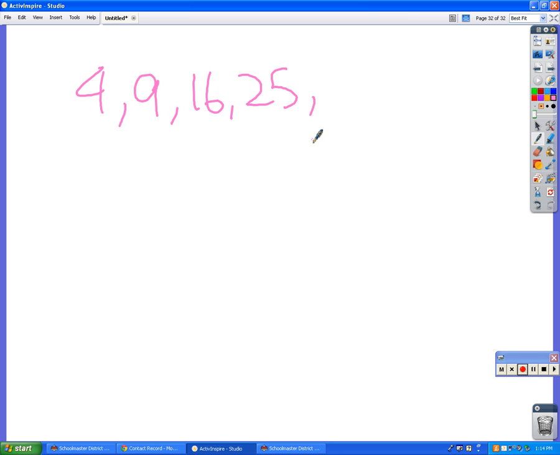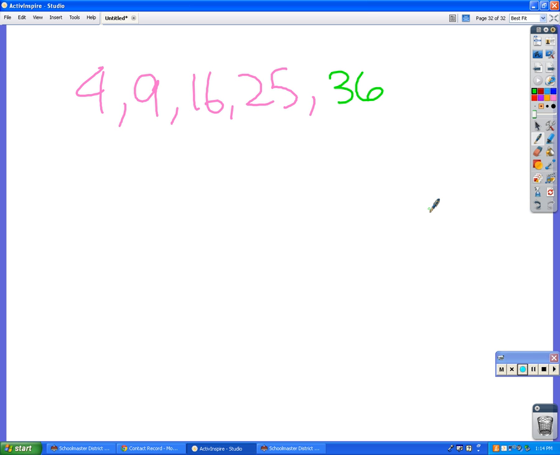What are those numbers, McGuire? Those are the square numbers. 2 squared is 4, 3 squared is 9, 4 squared is 16, 5 squared is 25, and so the next number would be 6 squared or 36.